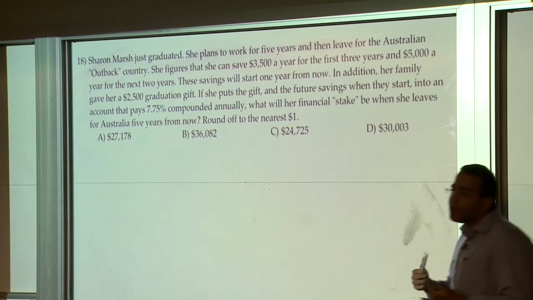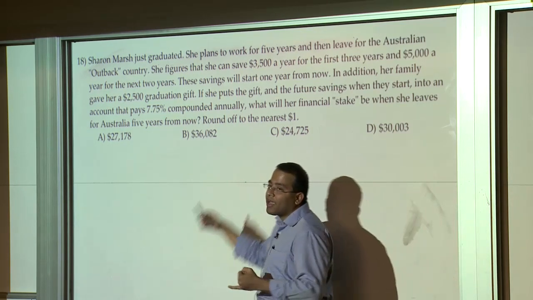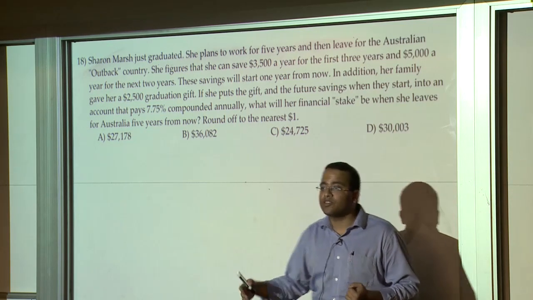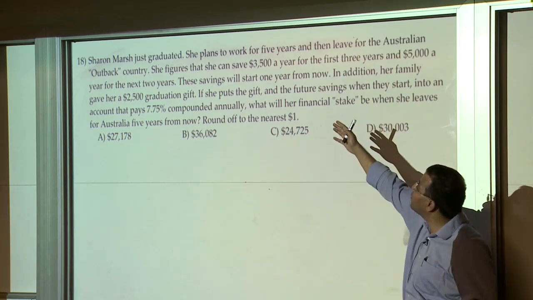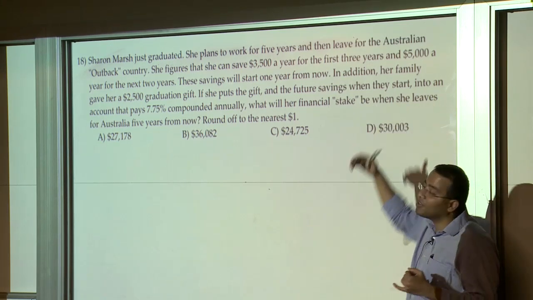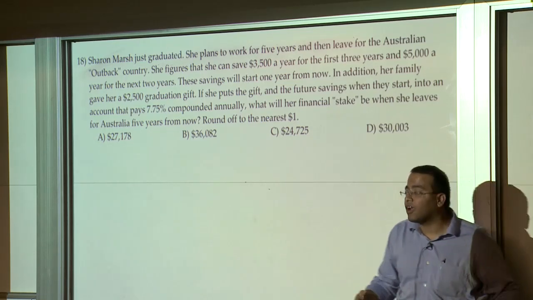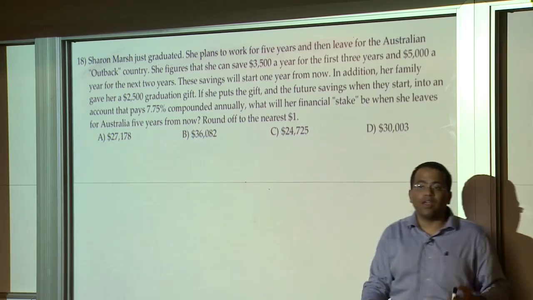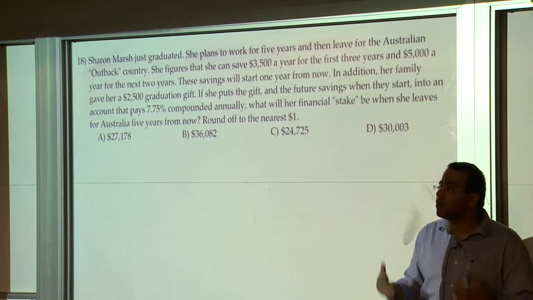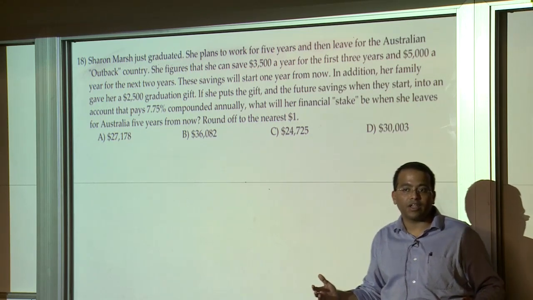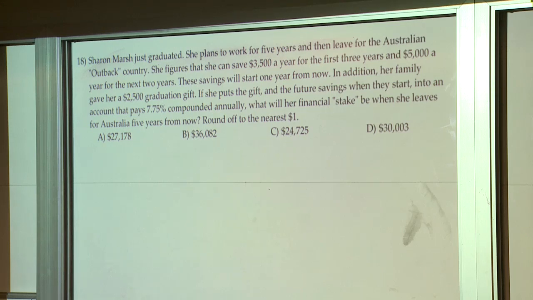Basically, she's going to put the $2,500 that she gets into a bank account, and then for the next 5 years, she's going to keep getting some income, $3,500 for some years, then $5,000 for some years, and so on. She's going to put all of this money into one bank account, and that bank account pays 7.75%. And all we're asking is, at the end of 5 years, what is the amount that's there in this bank account? So again, this is an NFV kind of question.